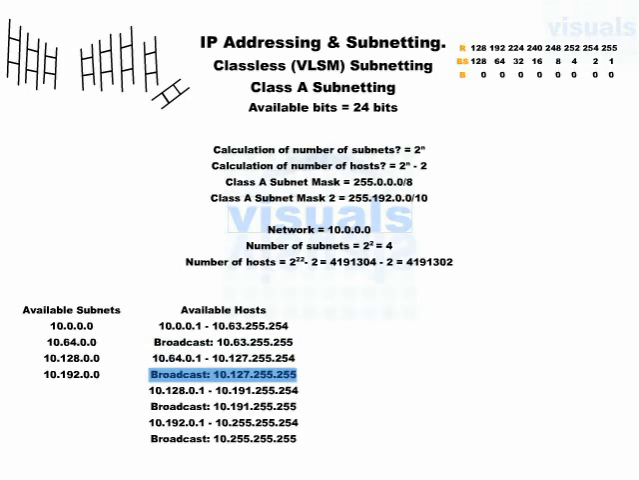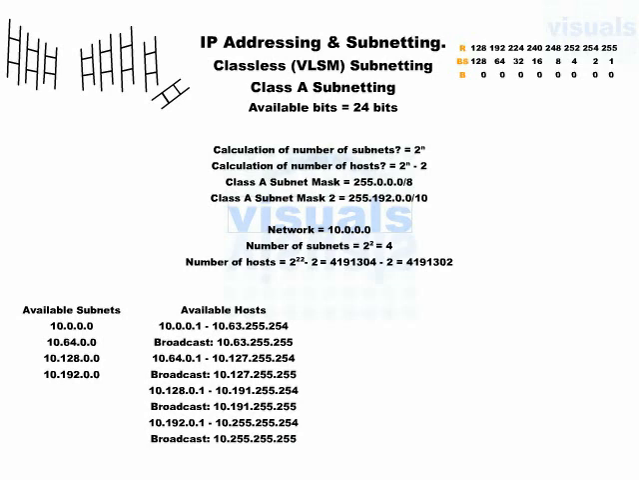10.127.255.255. For the third subnetwork, addresses are from 10.128.0.1 to 10.191.255.254. Broadcast address is 10.191.255.255. For the final subnetwork, valid addresses are from 10.192.0.1 to 10.255.255.254. Broadcast address for this subnetwork is 10.255.255.255. Now let's move to another example of class A subnetting.